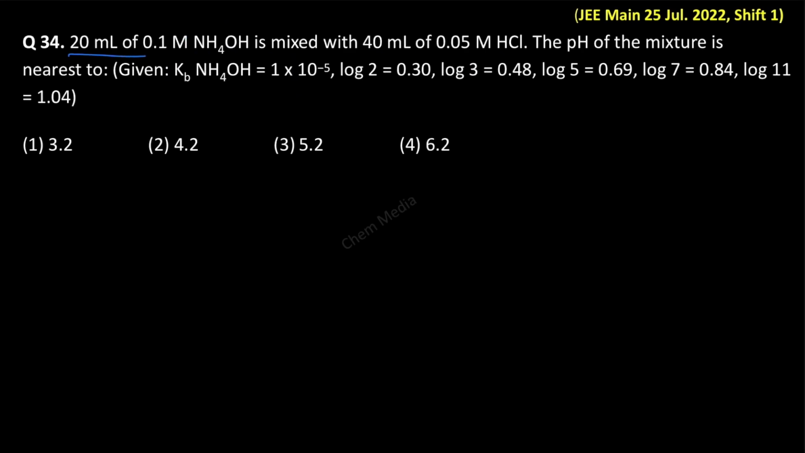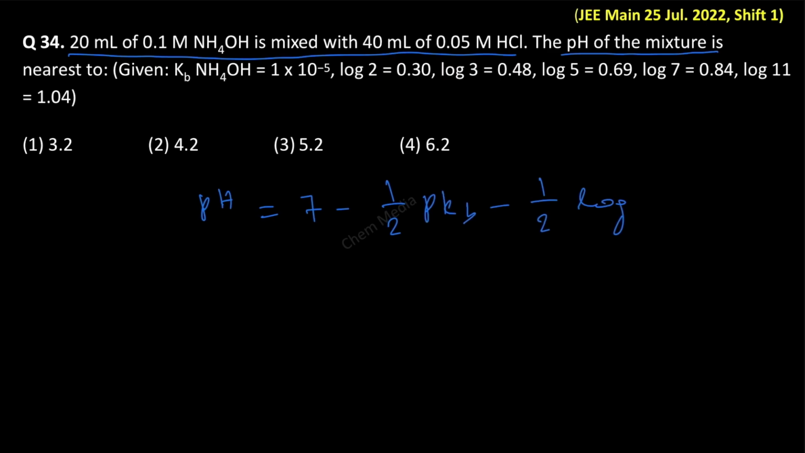20 milliliter of 0.1 molar ammonium hydroxide is mixed with 40 milliliter of 0.05 molar HCl. In that case, what is the pH of the mixture? We have to find the nearest value. Now, this is an example of hydrolysis of salt of strong acid and weak base, basically cationic hydrolysis. Therefore, in that case, pH is equal to 7 minus half pKb minus half log C. C is the concentration of the mixture.